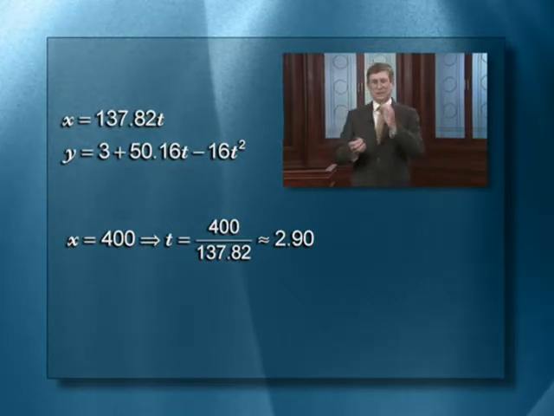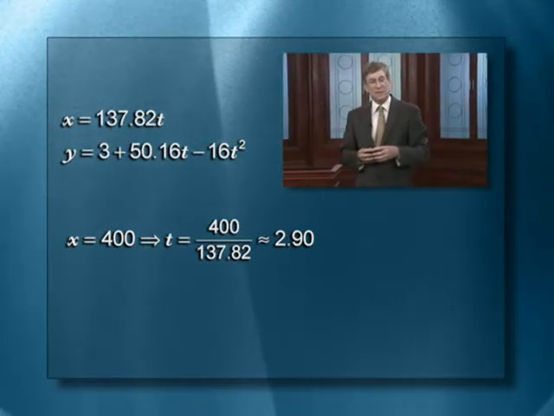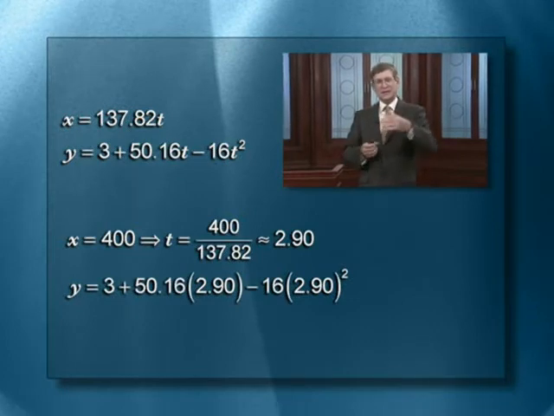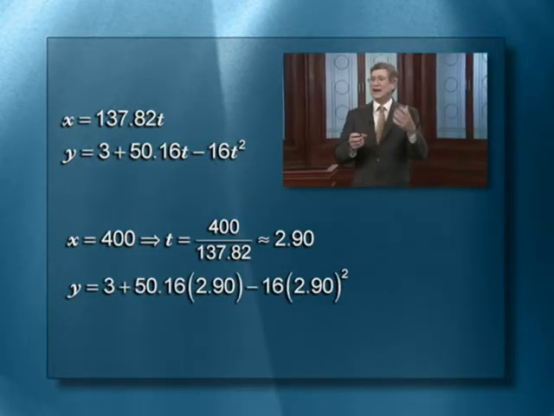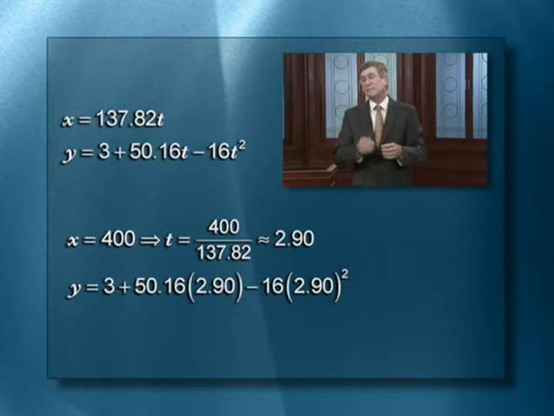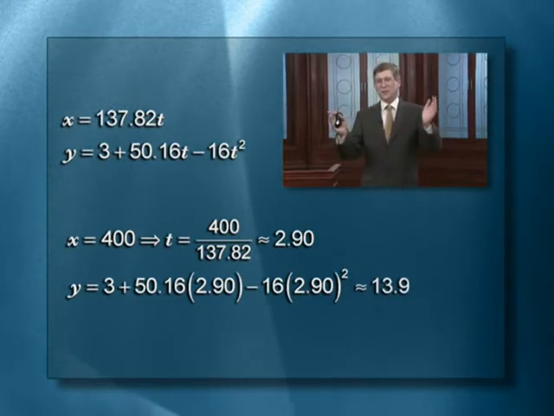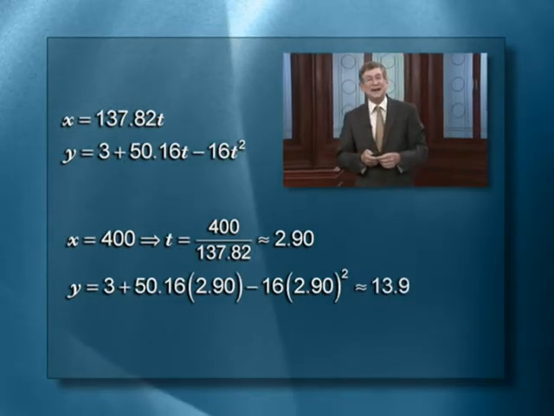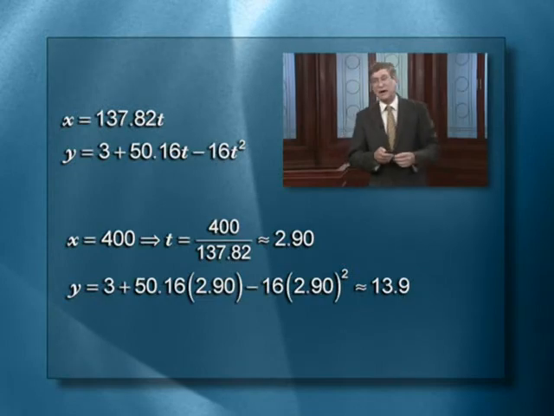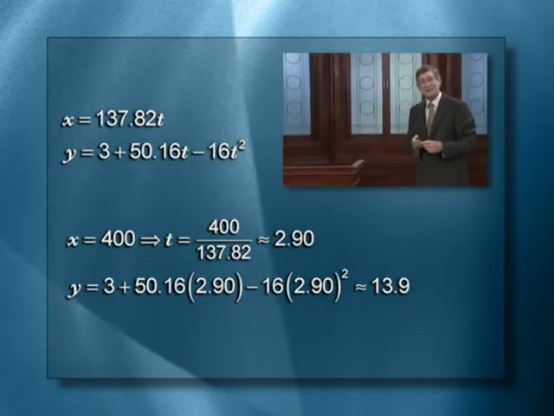Well, plug that t value into y. You get 3 + 50.16 times the time, 2.9, minus 16 times the time squared. Plug that into your calculator. It's a home run. It's about 13.9 feet. It clears the fence by 3.9 feet. Isn't that cool? Nice problem.